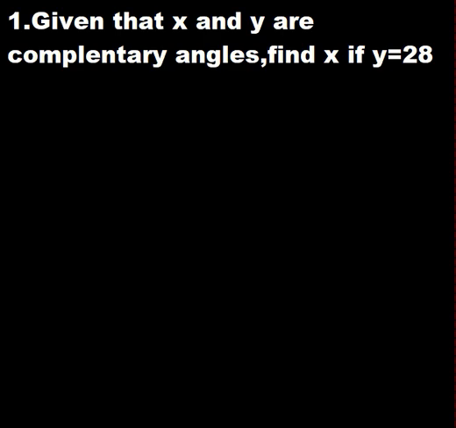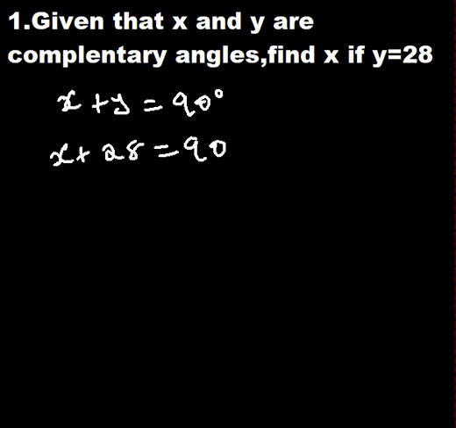And let's say we have a question which says that given that x and y are complementary angles, so that is x plus y is equal to 90 degrees, find x if y is equal to 28. In this case we have x plus 28 equal to 90 degrees. Then you can find x here.